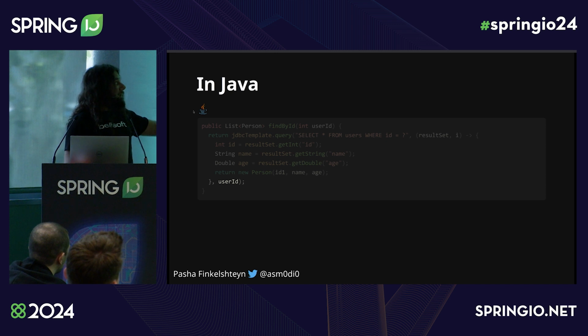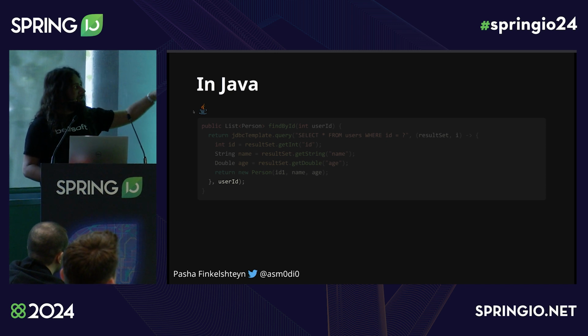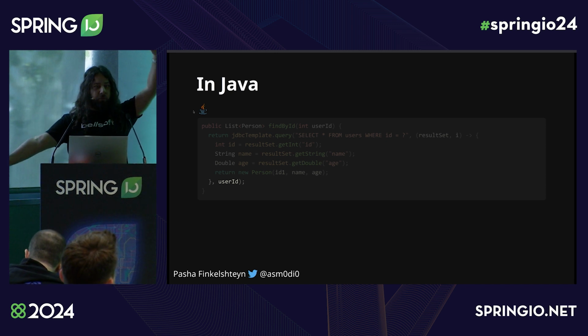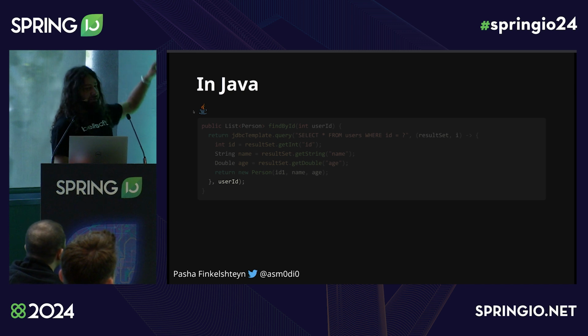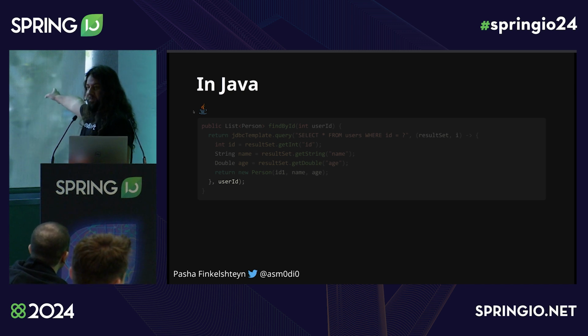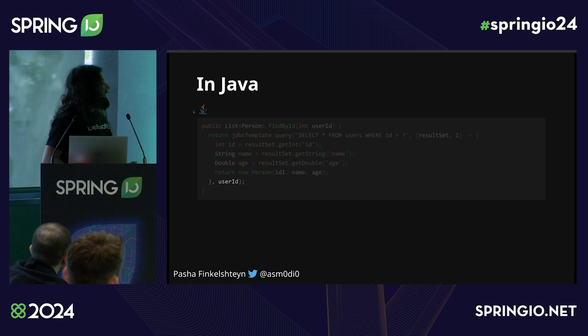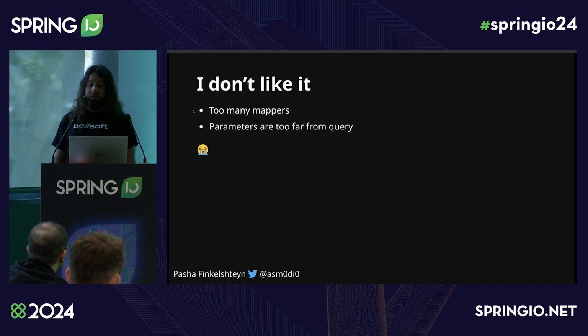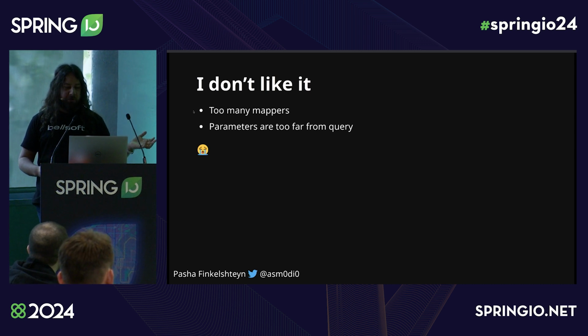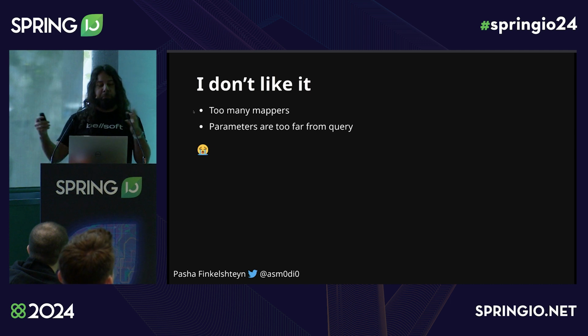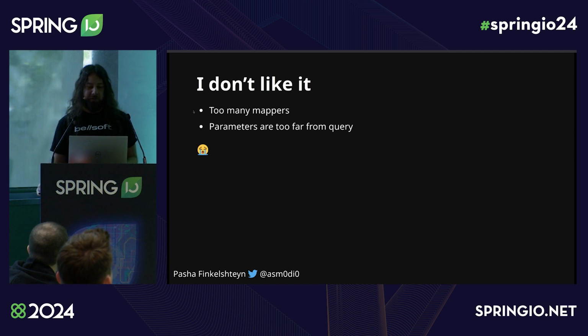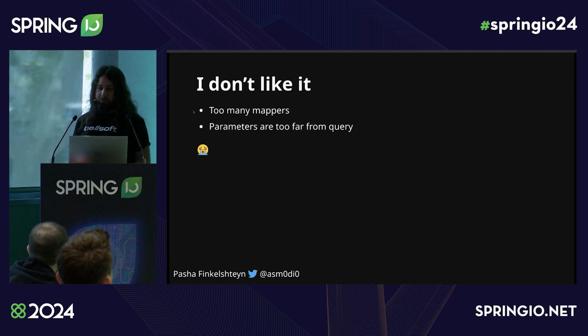And again, just imagine it's not select asterisk from users, it's that fat query. So the fat query is in one place, and the arguments of this fat query are in a completely different place, like 10, 12, 13 lines later. And yeah, so we have to choose. Either we have too many mappers, or parameters are too far away from the query. I don't like either of them.